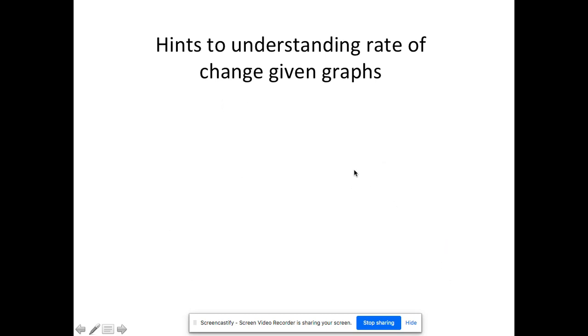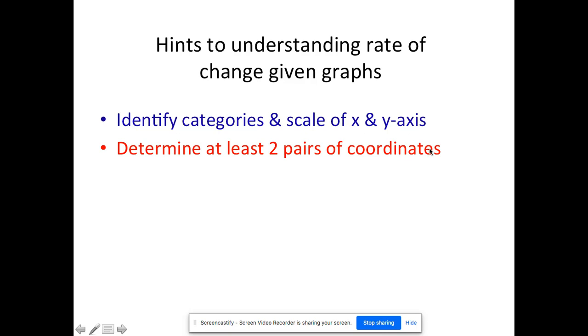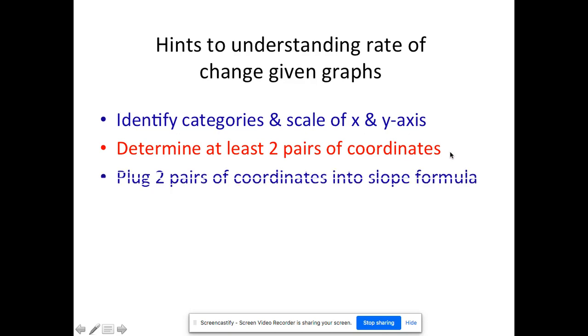So to wrap it all up, hints to understanding rate of change given graphs. You want to identify categories and scale of the x and y axis. You want to determine at least 2 pairs of coordinates. You want to plug the 2 pairs of coordinates into the slope formula. And then you want to simplify and attach the categories of the x and y axis.